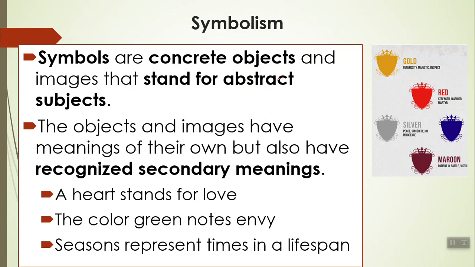So here we have a thing, I think this is from a game. Gold is generosity and respect. Red is strength. Silver is peace. Blue is joy and innocence. Oh no, that's silver too. I think the blue got cut off. And maroon is victorious in battle and patient in battle. Those are shields that represent those different attributes, right?